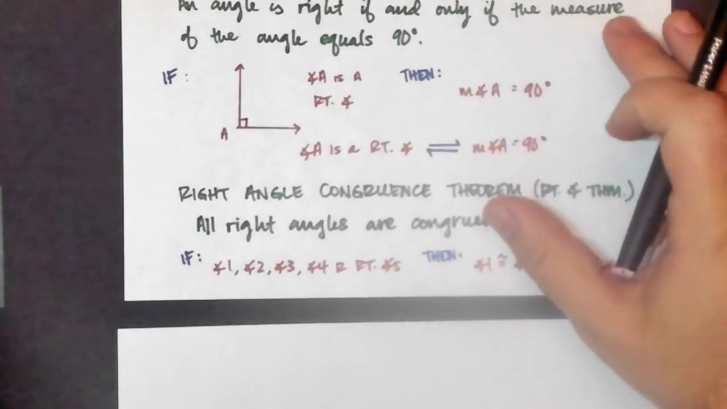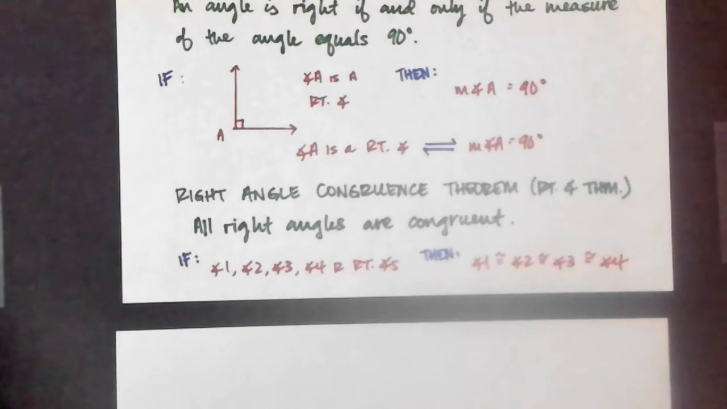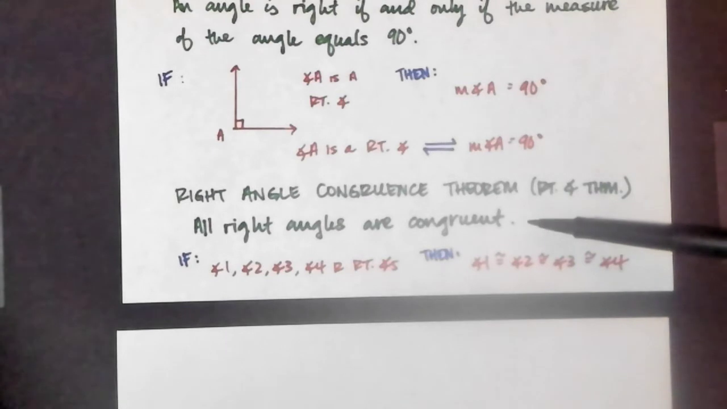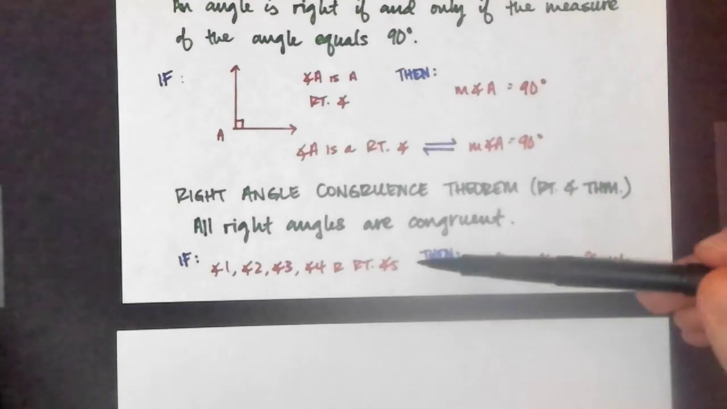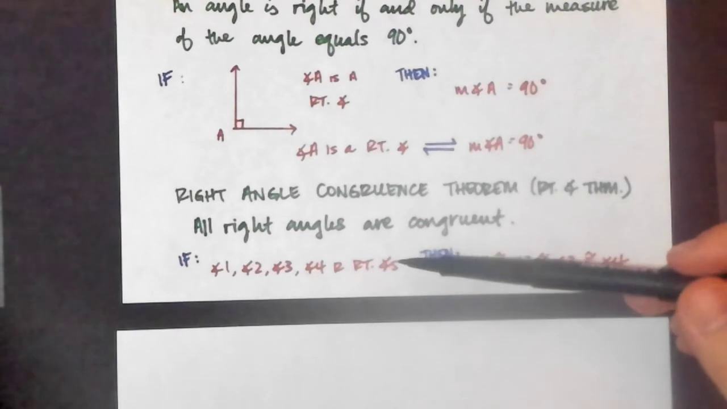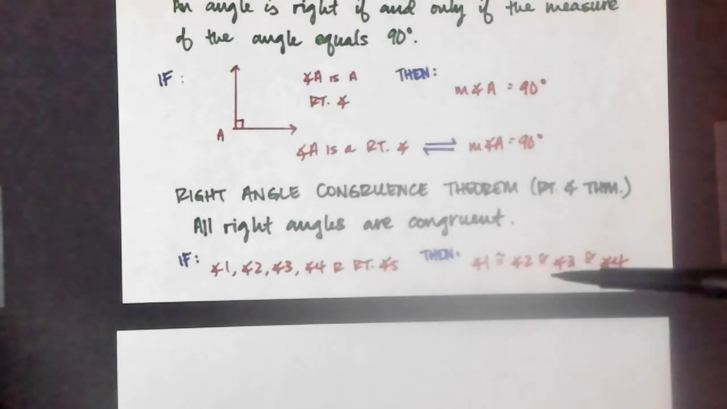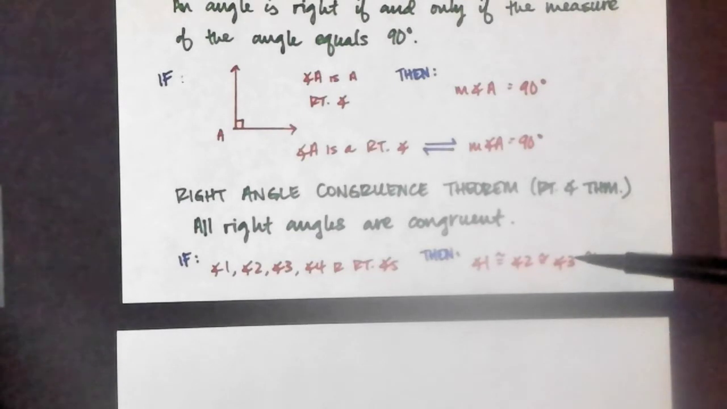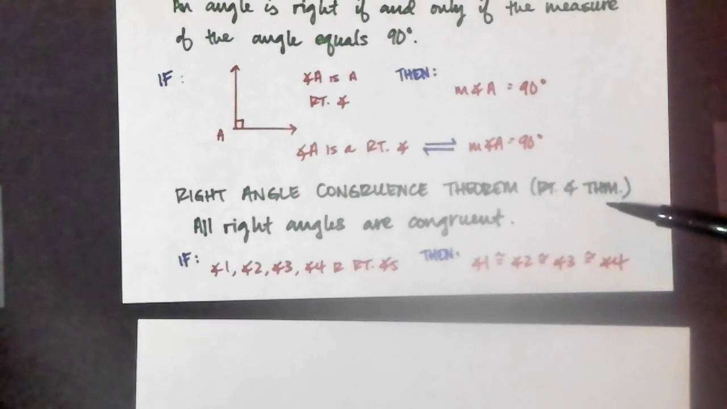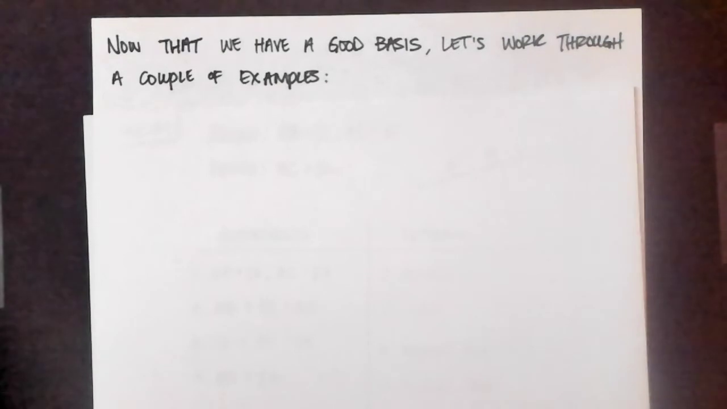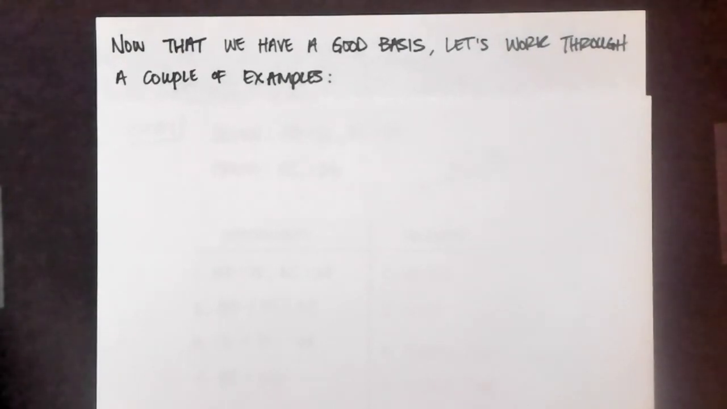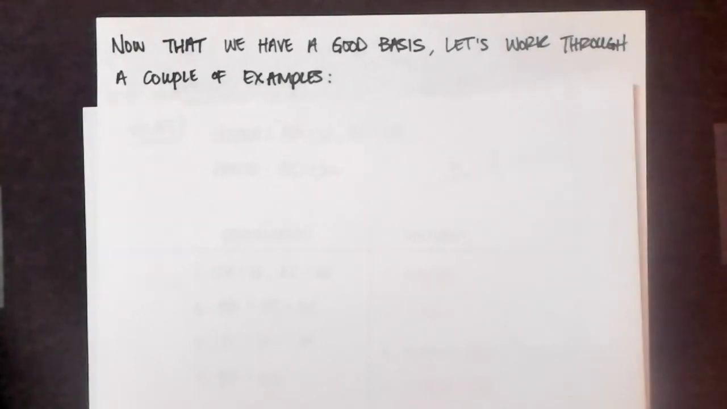And if we're trying to prove that angles are congruent, a common theorem we might use is the right angle congruence theorem, which simply states all right angles are congruent. So if you identify any two or more angles that are right angles, you can go ahead and say that those angles are congruent to each other by the right angles theorem. Well, now that we have a pretty good basis for justifications, let's work through a couple of examples.